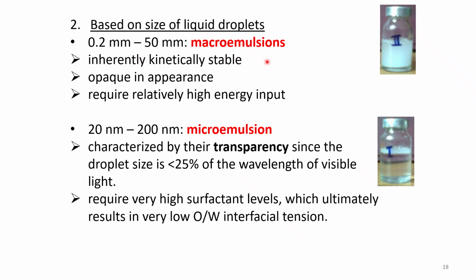If the size of these emulsions is in the range of 20 nanometers to 200 nanometers, then the appearance is transparent because the droplet size is smaller than 25% of the visible wavelength. So they don't scatter the light. They require very high surfactant concentrations in order to produce this type of microemulsion, so that it can reduce the interfacial tension between the oil and water to become very low, close to zero.